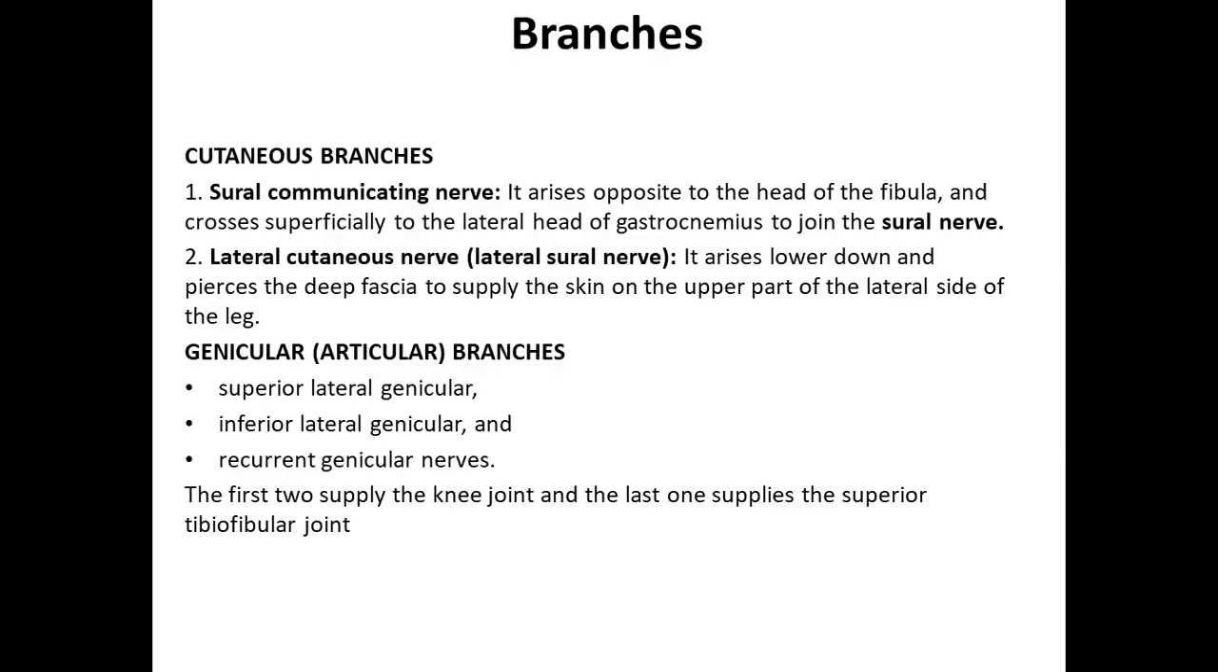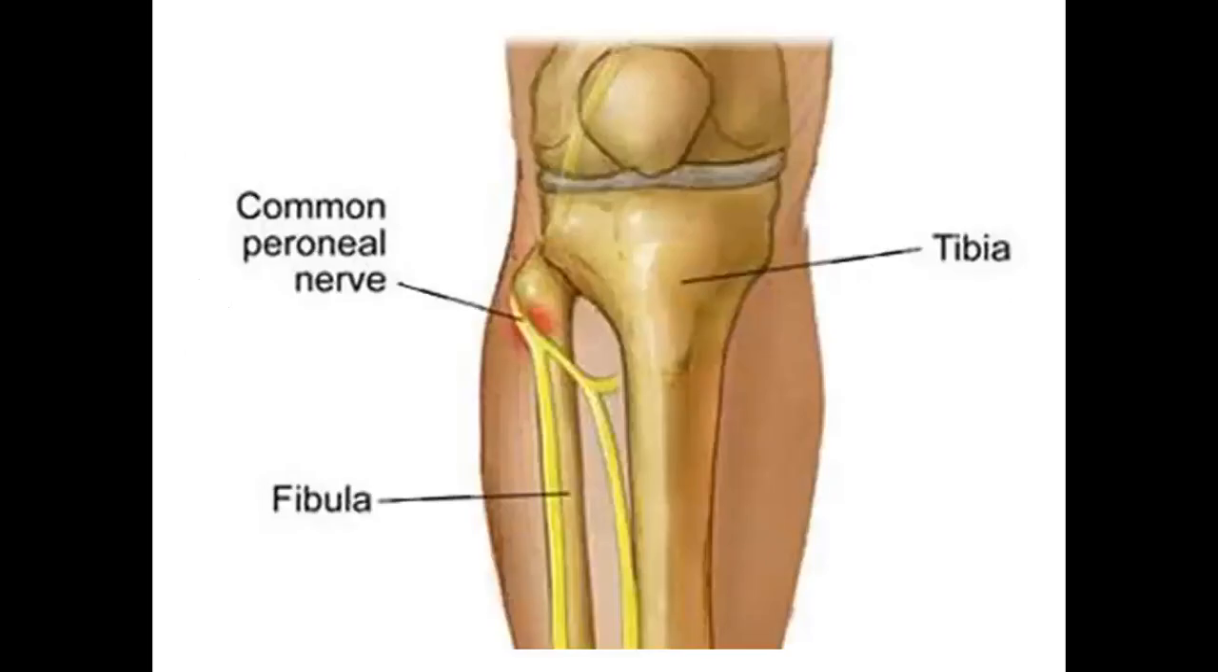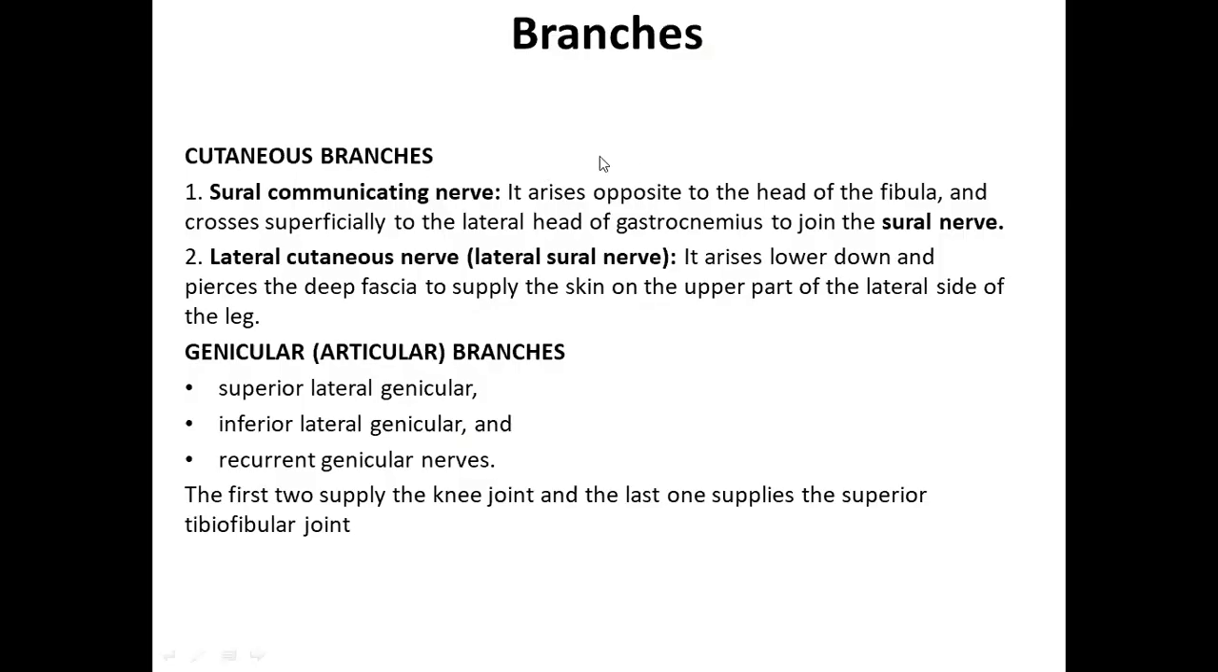The genicular branches are the superior lateral genicular, the inferior lateral genicular, and the recurrent genicular nerve. The first two supply the knee joint, and the last one supplies the superior tibiofibular joint. We have to remember here that no muscular branches are given by this nerve in the popliteal fossa.